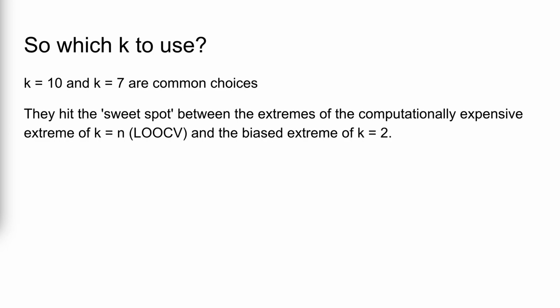In practice, K equals 10 and K equals 7 are common choices for K-fold cross-validation. They've been shown to hit the sweet spot between the extremes of the computationally expensive K equals n, or leave one out cross-validation, and the biased extreme of K equals 2.